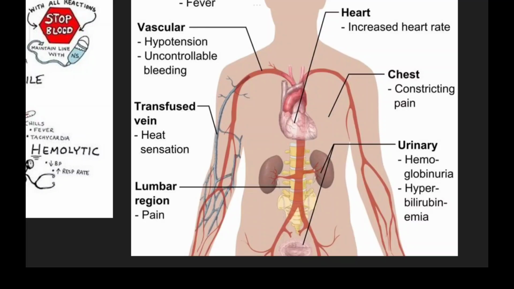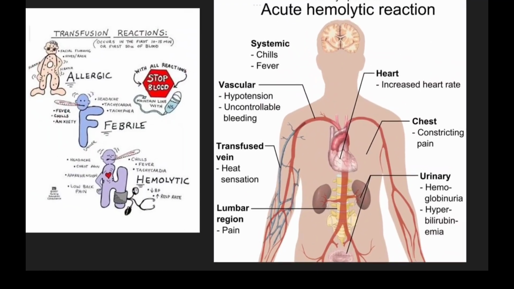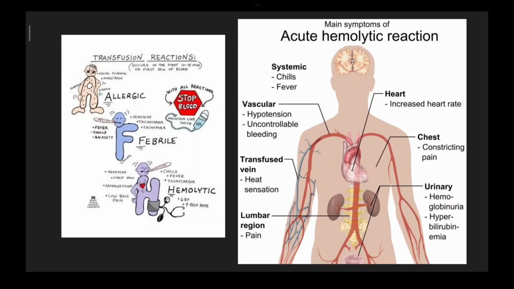Then hyperbilirubinemia, that is, there is excessive release of bilirubin into the urinary tract. Then in the chest, there is constricting pain. Heart, there is increased heart rate. So these are the symptoms of acute hemolytic reactions. These are the main symptoms of the acute hemolytic reactions.